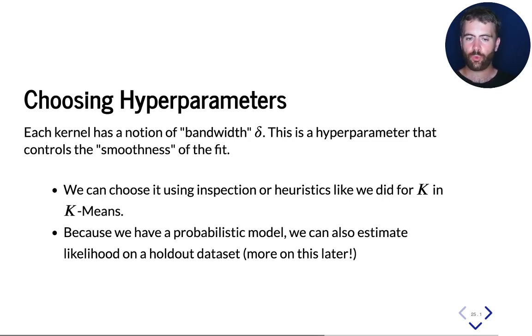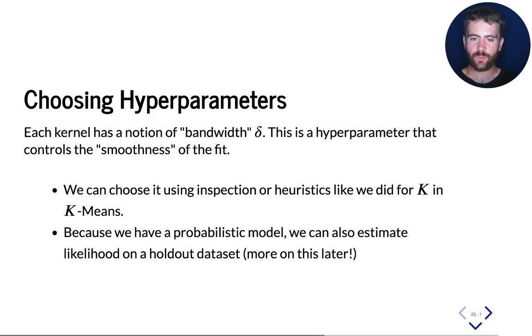One way is to perform the kind of heuristics that we discussed when we were talking about how to choose K for K-means. We can use the elbow method, or we can visualize the results, and we can just choose an estimate that has a reasonable shape that looks good.